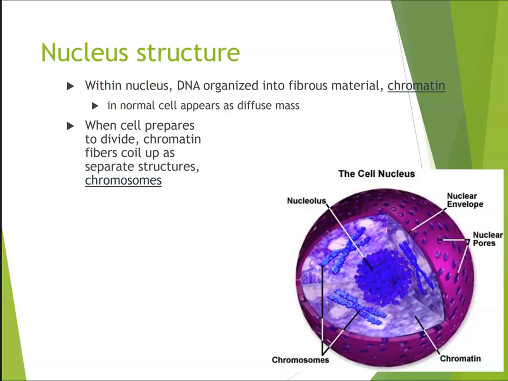The DNA itself is organized into a fibrous material called chromatin. It normally appears as just this kind of mass inside the nucleus. We'll talk about the nucleolus next. The only time that chromatin material becomes organized in these particular structures called chromosomes is when the cell is preparing to divide and undergo mitosis. But for the most part, it is just this kind of purply mass here called chromatin.